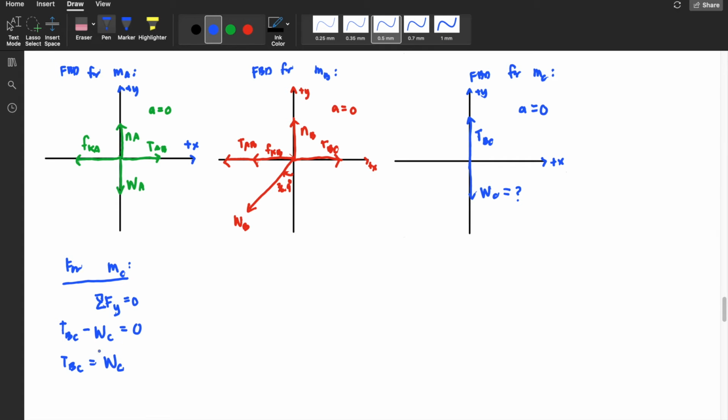Okay, so we need to find the value of your tension TBC and then equate that here. Next, tension TBC appears in the free body diagram of mass B. So we are going to use that for mass B. The summation of forces along X is equal to 0. There are many forces along X: 1, 2, 3, and the fourth is WBX. So we need to find the component WBX first.